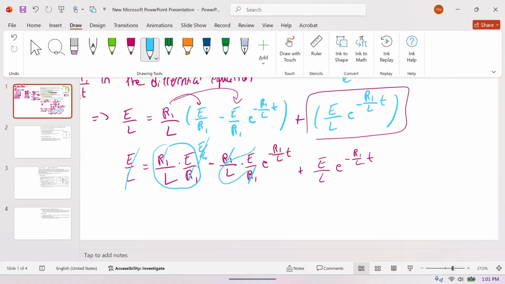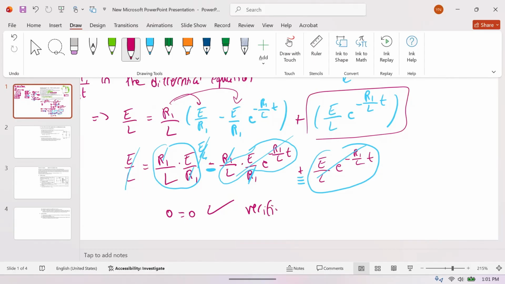We have E over L exponential of minus R1 over L T. And we have a negative sign before that expression. Here I have the same exact expression, E over L, e to the minus R1 over L T, but with the positive sign before it. So I have two same expressions, just different signs, so we can remove them. And I will get 0 equals 0, verified. Okay, so this is really the solution for the differential equation.